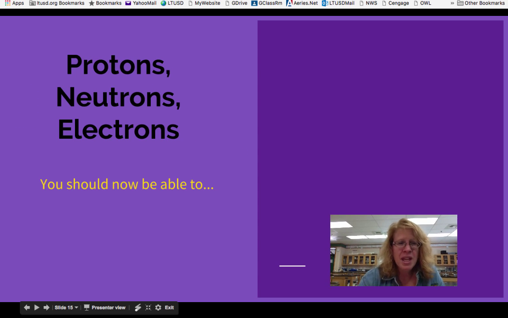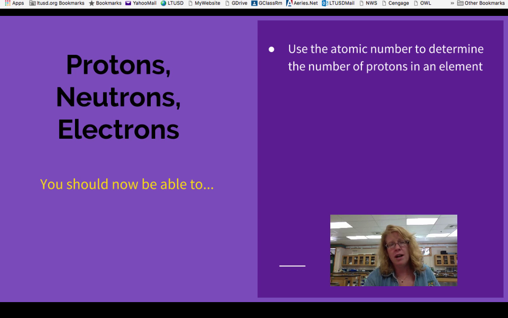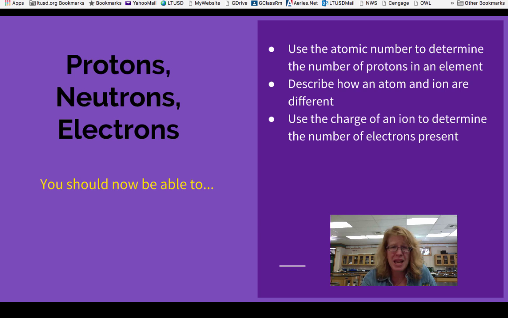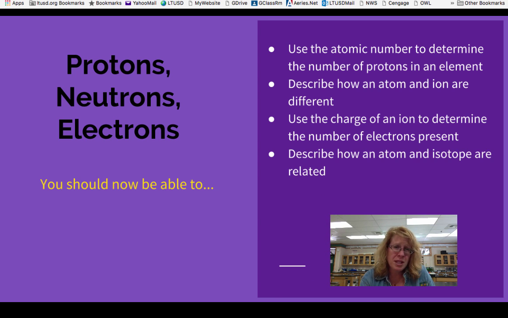All right, wrapping it up. So what should you be able to do at this point? Again, you should be able to know reflexively that atomic number and number of protons is exactly the same thing. You should be able to tell me the difference between an atom and an ion, and be able to use the charge of an ion to tell me the number of electrons present. That can be kind of tricky to figure out, that plus minus thing. You should be able to do the same thing with isotopes.